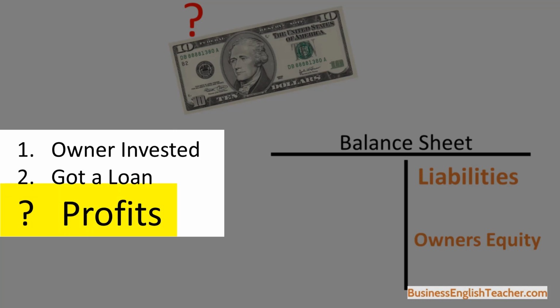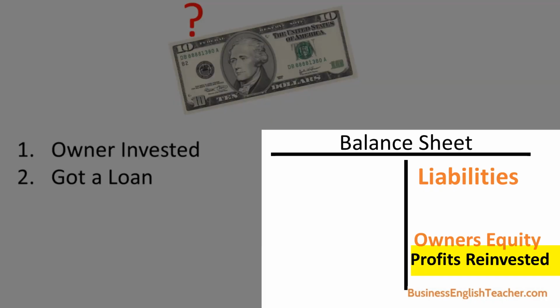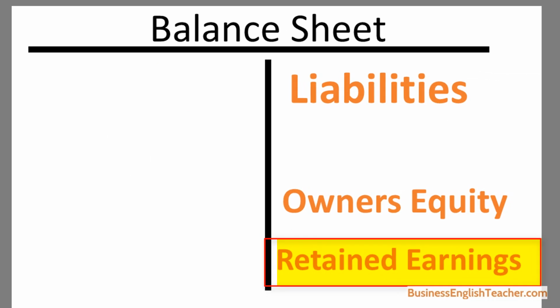Now there is a third possibility as well. Maybe the profits made by the company were reinvested. But that becomes a part of the owner's equity and is called retained earnings. After all, the profit belongs to the owners. And if the owner decides to reinvest the profit, it's the same as the owner investing his money.